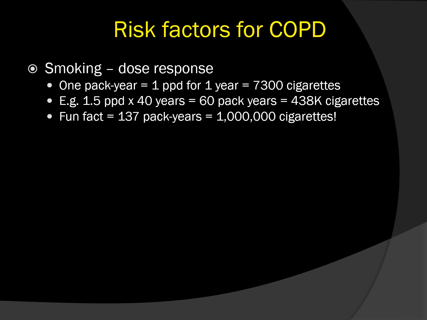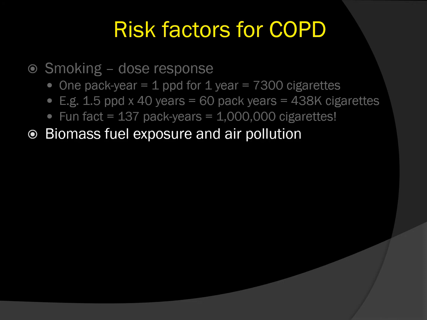Since there's 365 days in a year and 20 cigarettes in a pack, that's 7,300 cigarettes per pack year. So for example, if someone smoked 1.5 packs per day for 40 years, they've smoked 60 pack years. Just multiply 60 by 7,300, and you realize they smoked almost 500,000 cigarettes. Here's a fun fact: 137 pack years is exactly 1 million cigarettes.